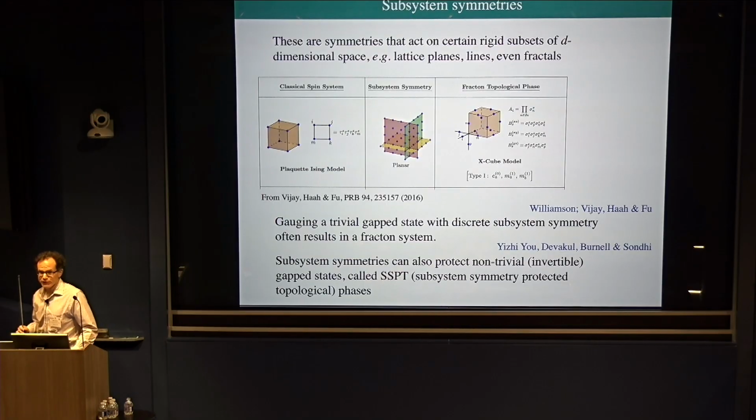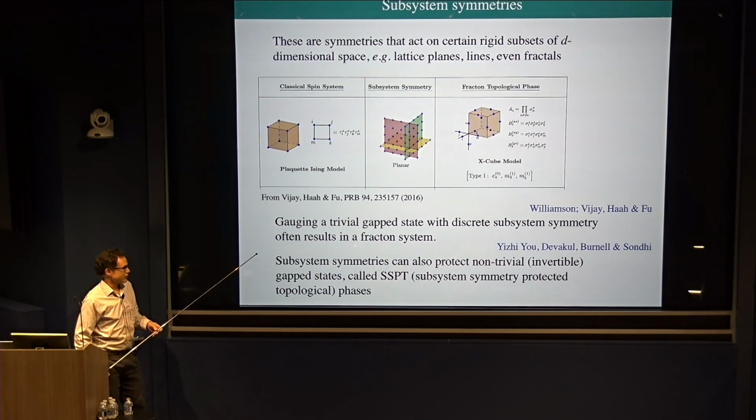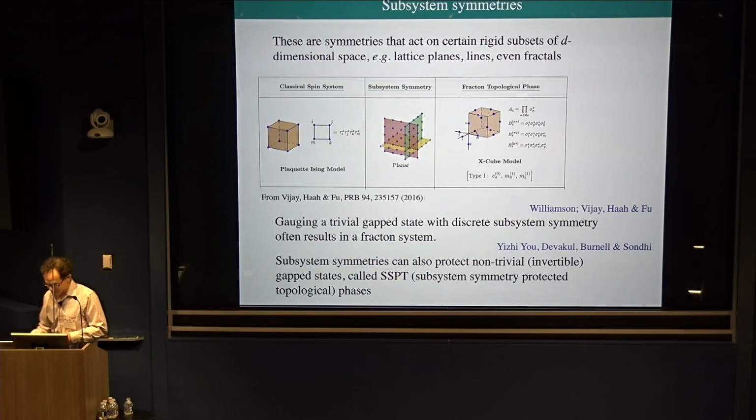And these symmetries we've learned, again, I think we first learned in some work of our chair and others, that there are important connections between these symmetries and Fracton phases. And one of the connections is that if you start, for example, with a trivial gapped state with a discrete subsystem symmetry, and you gauge the symmetry, that often results in a Fracton system.